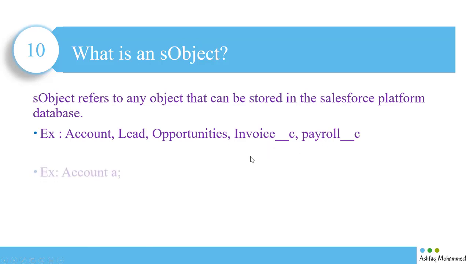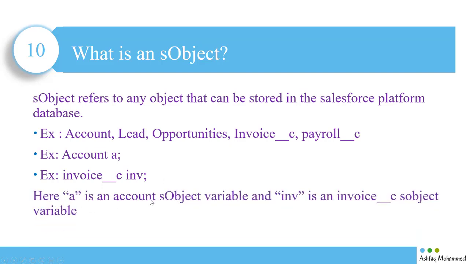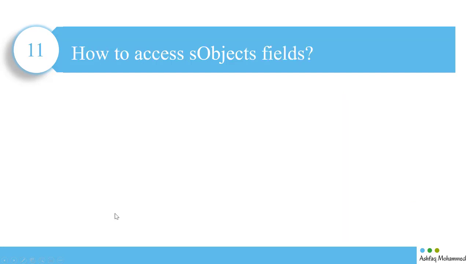Salesforce objects. So how can we declare the object? Like Account a. Account is an sObject and a is the variable of an account. For example, Invoice__c inv. Invoice__c is an sObject, and inv is the variable we have declared for it. So here a is an Account sObject variable, and inv is an Invoice__c sObject variable. Okay, let's go to the next question.